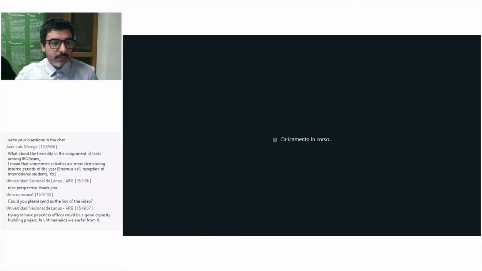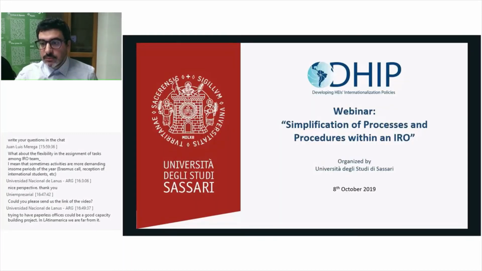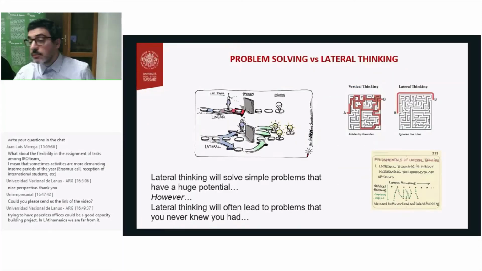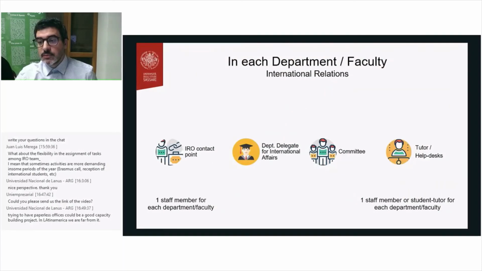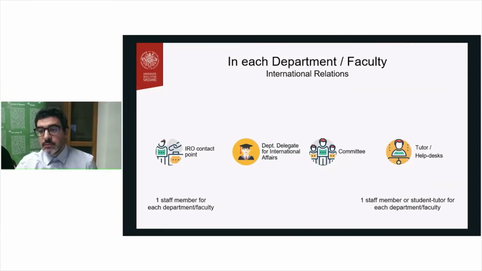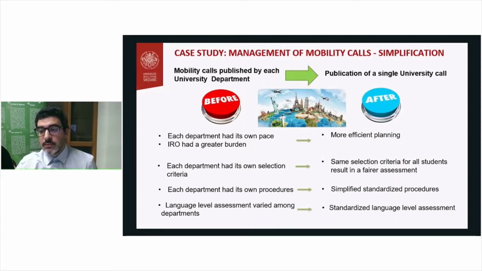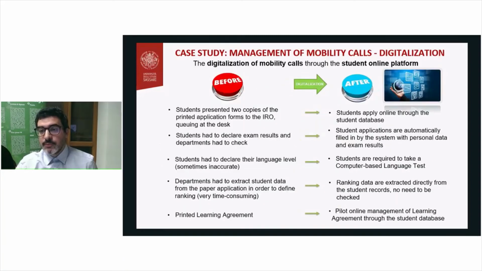Try to look at what our office could be a good capacity to be in the project, and yet never can we offer from it. Thank you. Okay.